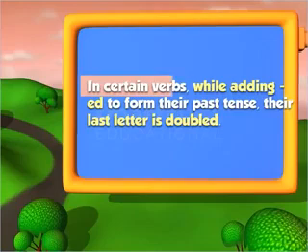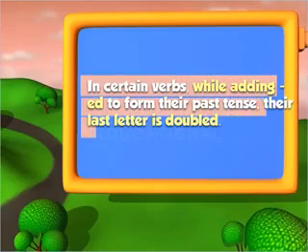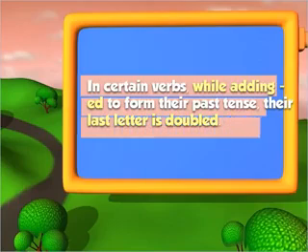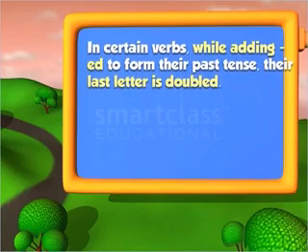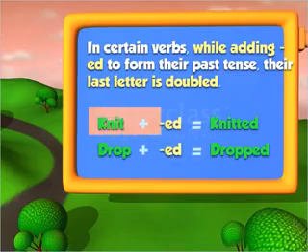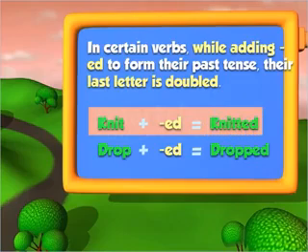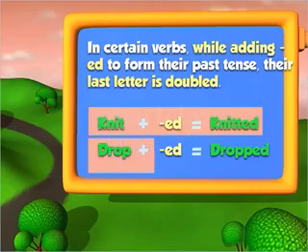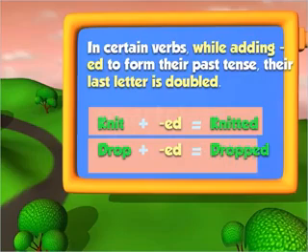In certain verbs, while adding ed to form their past tense, their last letter is doubled. For example, on adding ed to the verb knit, we get the past tense of the verb as knitted. Similarly, on adding ed to the verb drop, we get the past tense of the verb as dropped. Notice that in both the cases, the last letters of the verbs have been doubled.